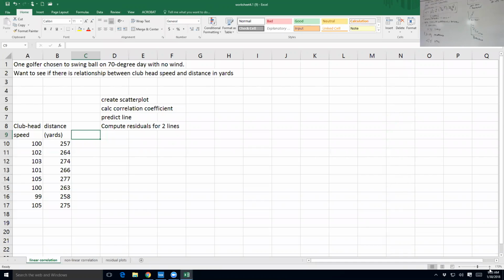So one of the other things that I want to point out here, notice club head speed, this is in miles per hour. Your distance is in yards. So correlation is actually unitless. It has no units. You can compare two things that have nothing to do with each other. Speed, miles per hour, yards, those are completely different units, okay? So correlation coefficient is unitless, okay?